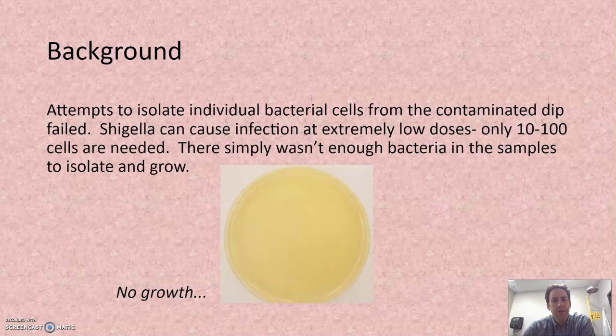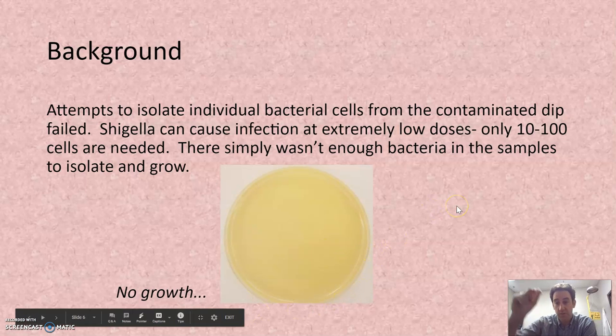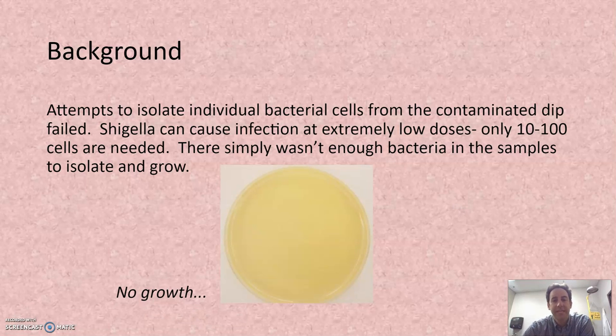So they started by simply trying to isolate individual bacterial cells from the contaminated dip. And it turns out that that didn't work. Basically, you just put a little Q-tip in the dip, you swab it onto a Petri dish, and you hope something grows. They couldn't get the Shigella from any of those. It turns out that Shigella can cause infection at extremely low doses, and there simply wasn't enough bacteria in these bean dip samples to isolate and grow. So this effort failed. They were not able to identify which layer of bean dip had the Shigella by trying to just grow the Shigella.